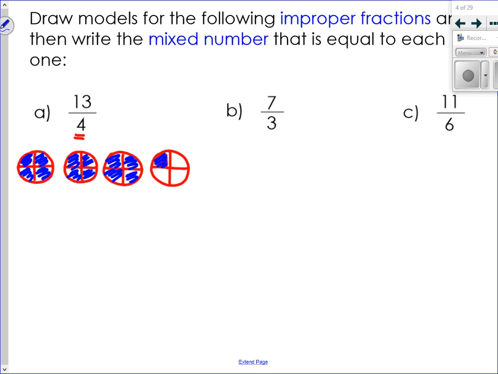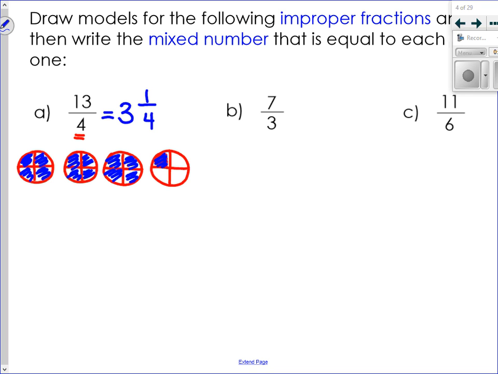Now that I have my picture, it's going to be easy for me to write this as a mixed number. How many whole pies do I have? 3. And in the fourth pie, I have 1 out of the 4 parts that has been shaded. So this picture shows 3 1/4, which is the exact same thing as 13 quarters.